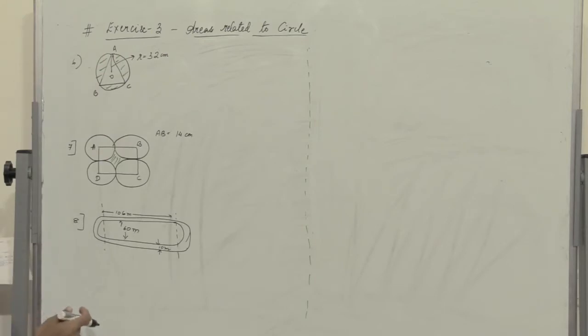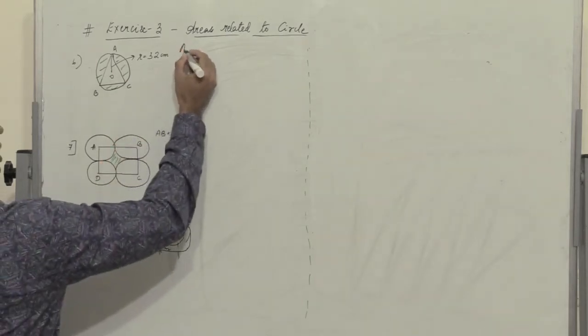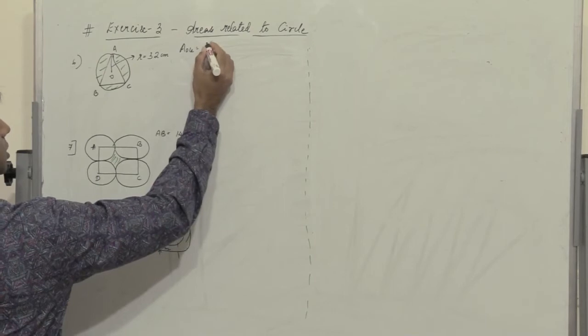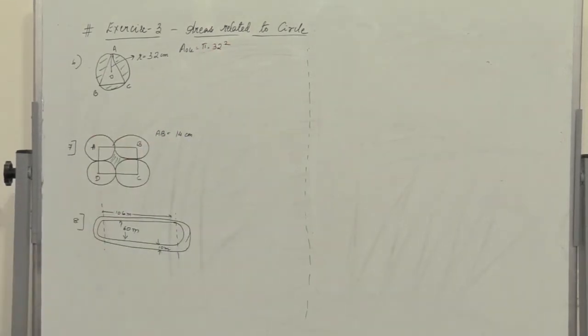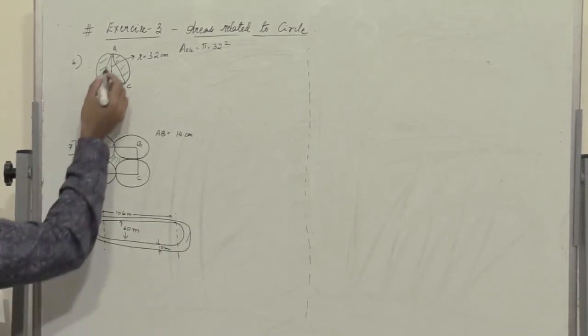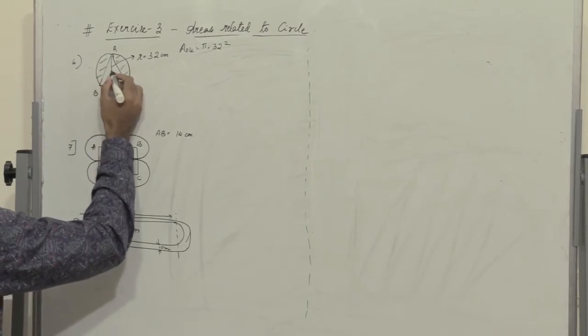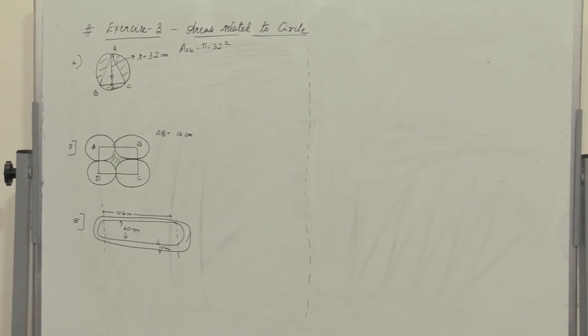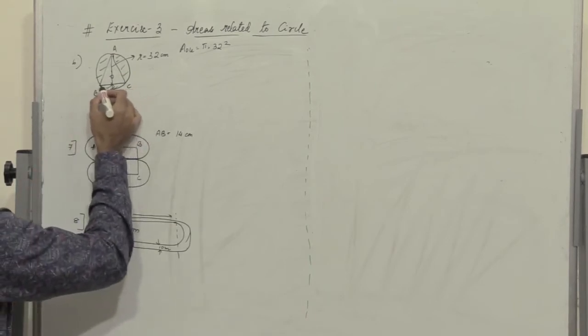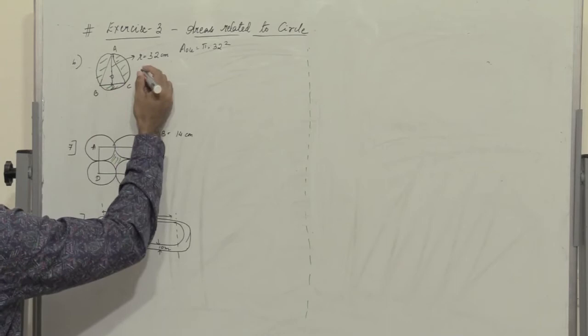So area of the circle is going to be pi into 32 square, and I need to find the area of this equilateral triangle. So to find the area of the equilateral triangle, we need to find the side. So extend this line to intersect the line BC at D, at right angles. Right? So the point D divides BC into two equal halves.